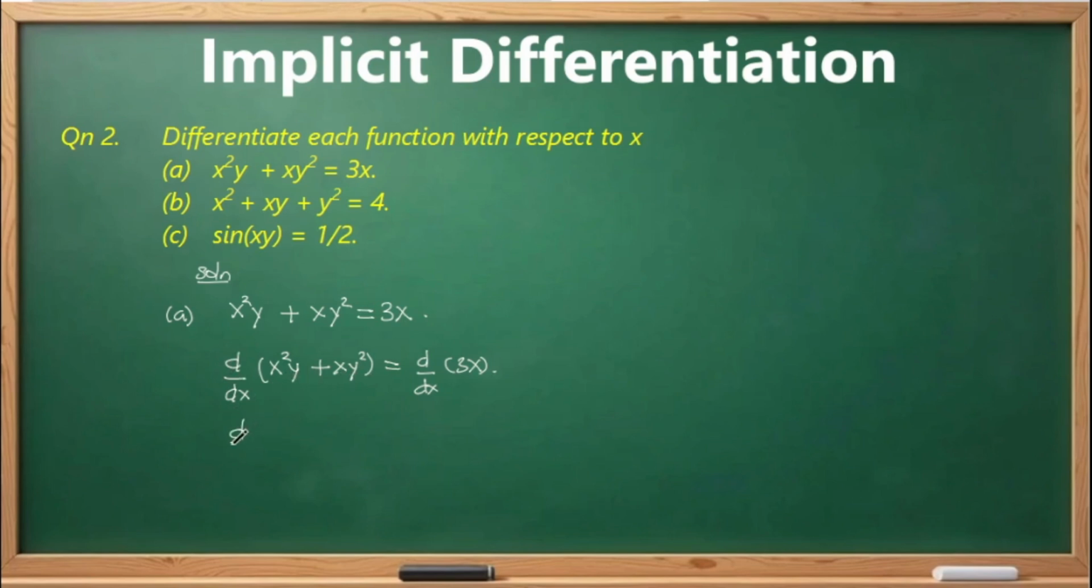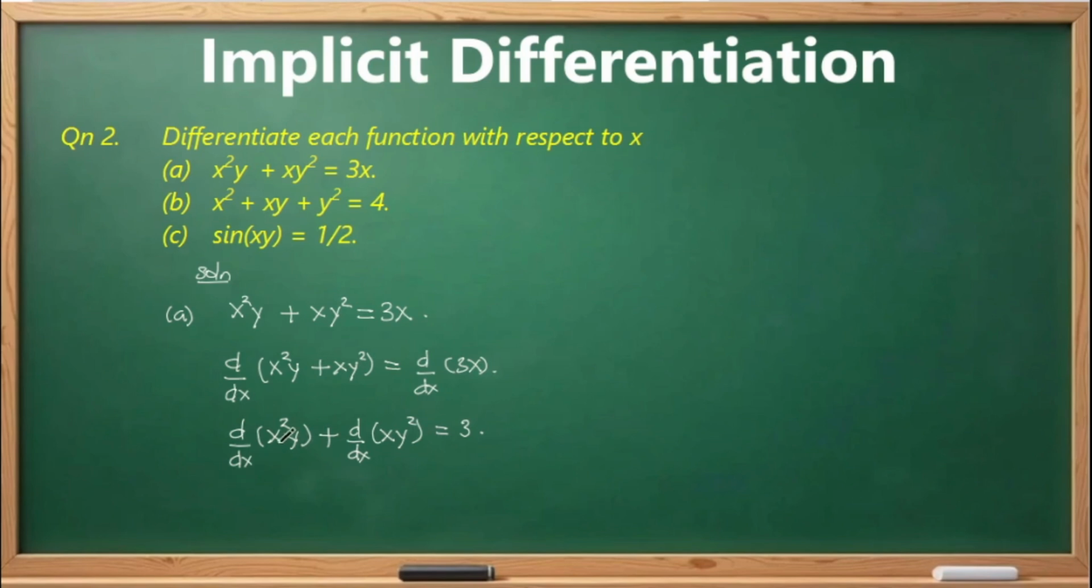Now we can distribute this d/dx to this term and the second term here. So we have d/dx of the first term x squared y, and then plus d/dx of the second term, and that is x y squared, equals to, now this time we can differentiate this directly because this one is just an easy part here, and that differentiates to 3. Now when you look at the left hand side, we realize that we have x and y in the two terms, so this is where product rule comes in.